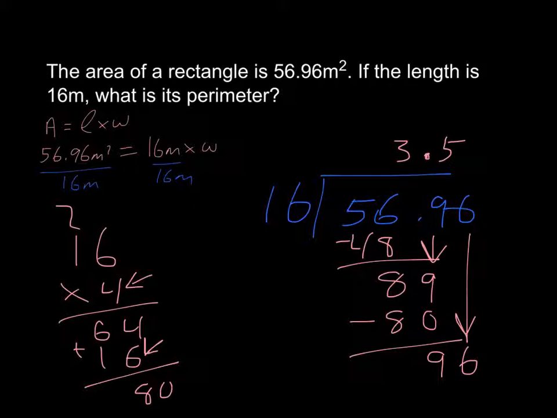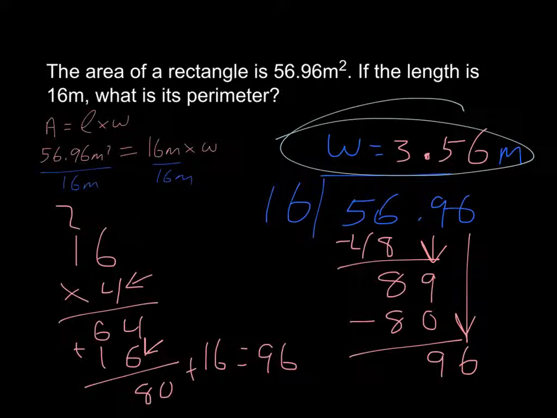96. 16 times 6 goes into 96 because I have 16 times 4, 16 times 5, and then I'm going to do another 16, which is 96. So that I know the width of this rectangle is 3 and 56/100ths of a meter. Sorry for the funny colors there.